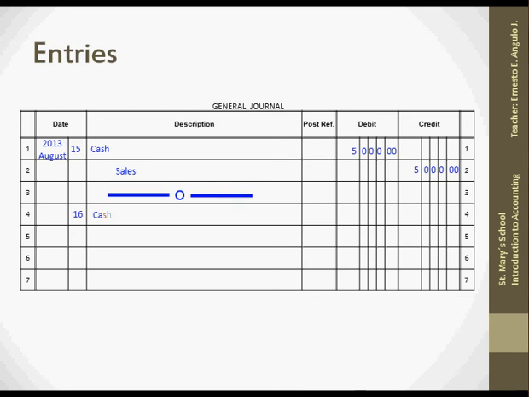Remember, debits first. Also remember the double entry principle. The sum of all debits must match the sum of all credits.